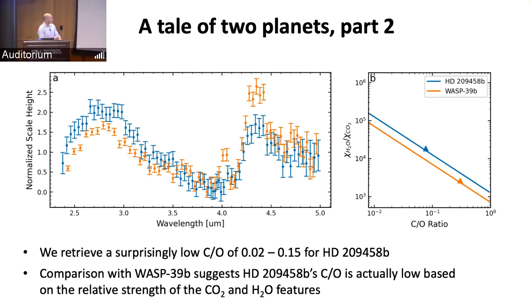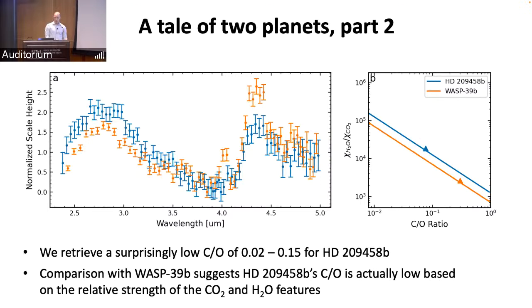In particular, WASP-39b shows stronger CO2 absorption and weaker H2O absorption. We think this is a clear marker of the carbon-to-oxygen ratio in the planets' atmospheres. If you calculate models where you predict the abundance ratio of water to CO2, you see that it tracks the C/O ratio very well. Those two lines are offset just because there are slight metallicity differences between the planets' atmospheres. So just from looking at this spectrum and knowing how water and CO2 change with C/O ratio, you can read off that these planets have very different carbon-to-oxygen ratios. Our retrieved C/O ratio is very low for HD 209458b, 0.02 to 0.15 at 1 sigma.